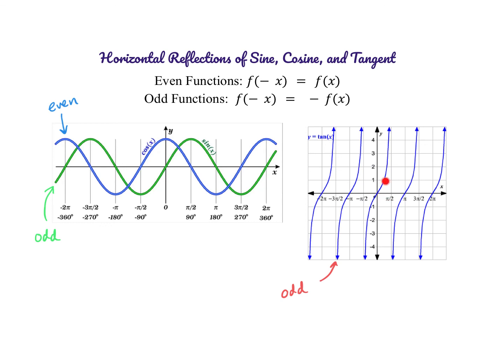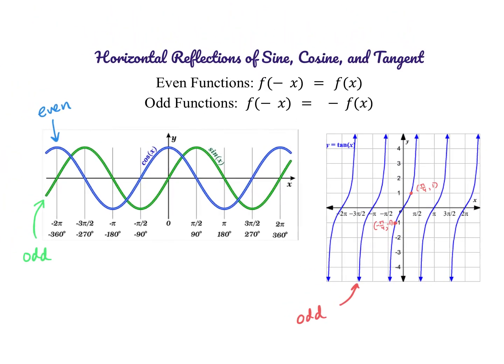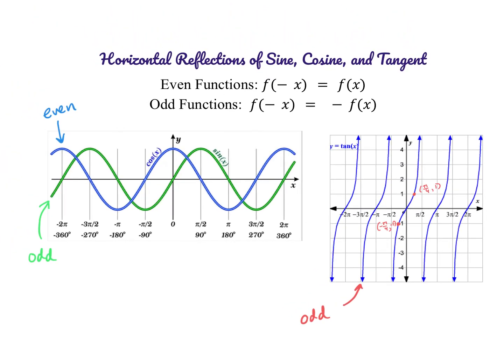And again, if you look here, just to prove that it is odd, here we have this point pi over 4, 1. And then you see here when we have the negative x version, so when we have negative pi over 4, the result is negative 1. So negative x gives us negative y, which is the definition of odd. So again, there's just a little bonus tidbit of how you address a horizontal reflection, which we haven't really seen in our functions, and here's why we don't really see it.